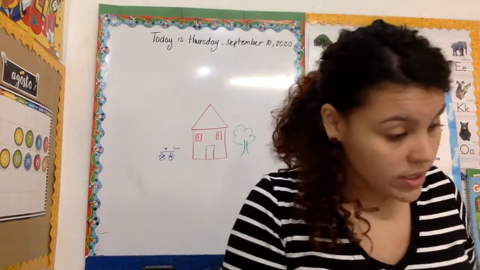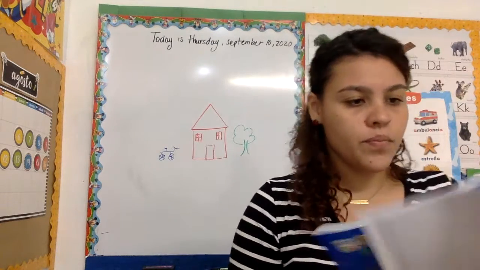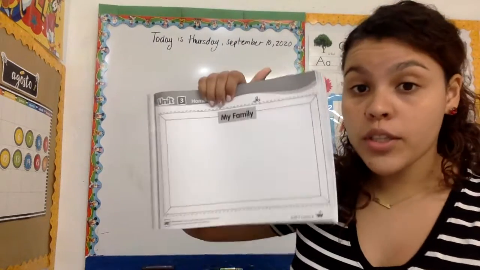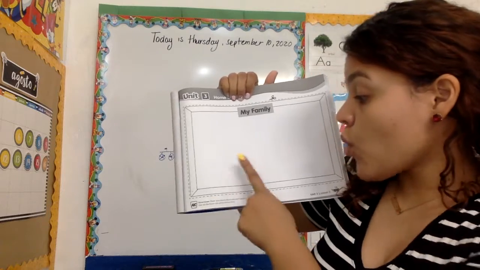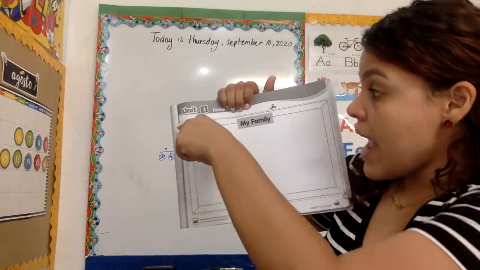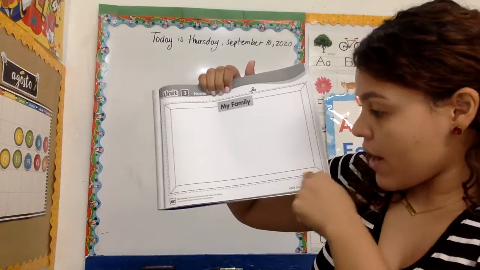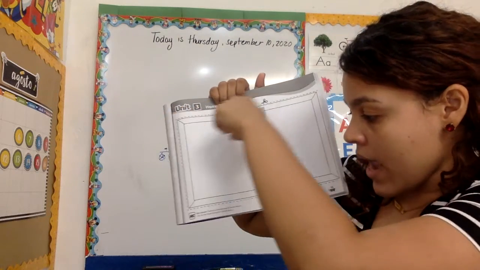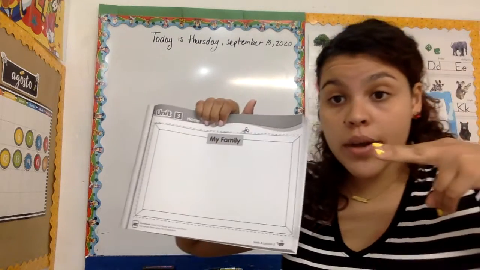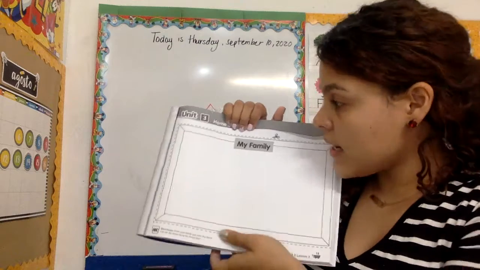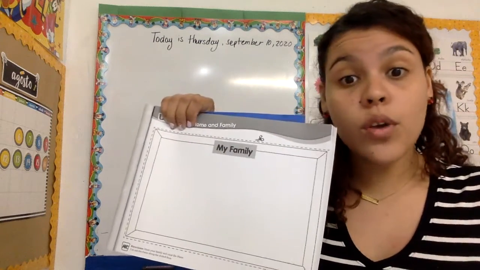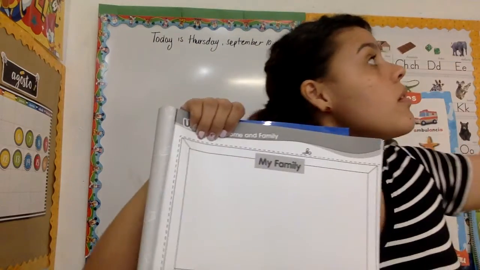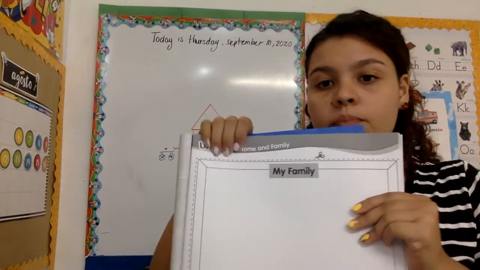Good job. So, now what we're going to do. You are going to take your activity book. What are you going to do? You are going to draw your family and color the frame, the picture frame, okay? And you are going to cut it, okay? You're going to cut it. And after you cut it, you can hang it wherever you want, okay?